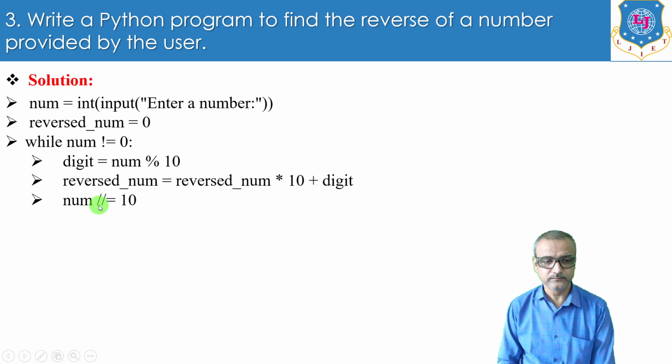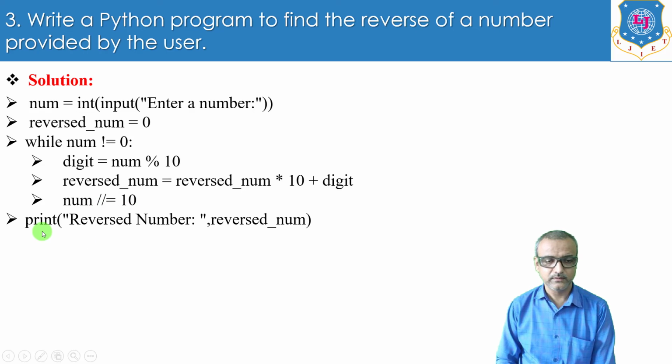num equals num divided by 10. Num, this symbol, double slash equals 10, is nothing but num equals num divided by 10. If you divide, say, 23 by 10, you will get 2.3. But here by applying this operator, you will get the integer value, that is equal to 2. At last, print "reverse number", comma, reverse_num.